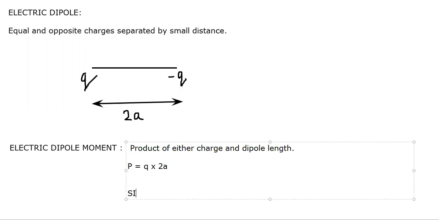It is a vector quantity and its SI unit is that of Q into 2A. So Q is coulomb and A is length, so that would be meter. Coulomb meter is the SI unit of electric dipole moment.